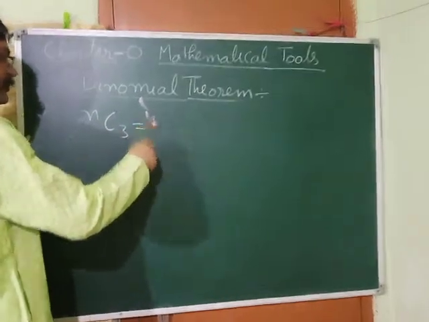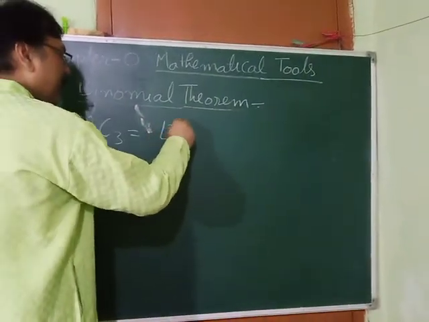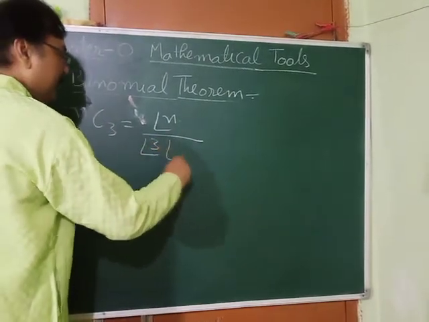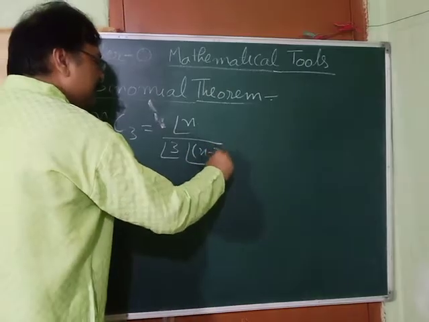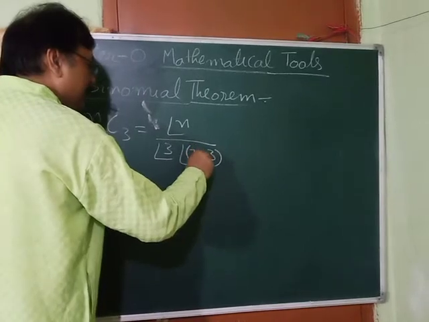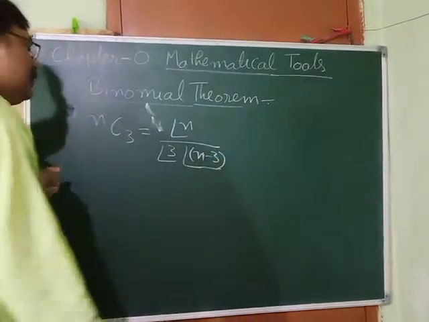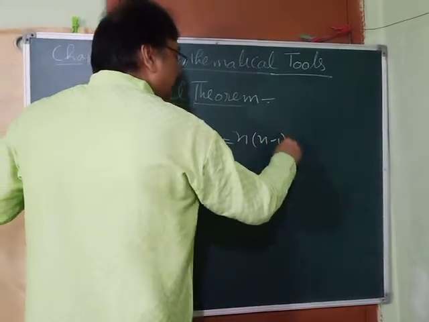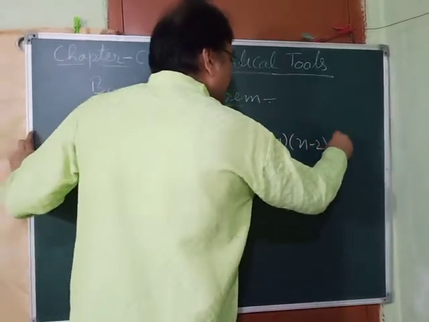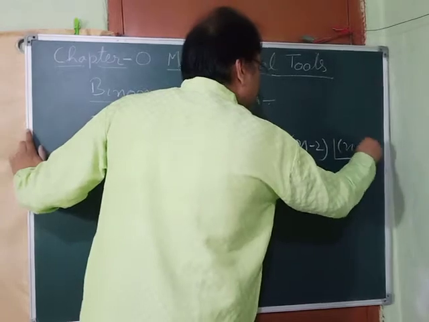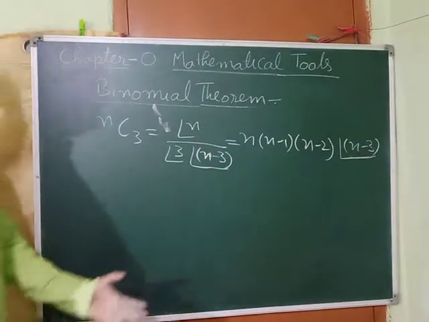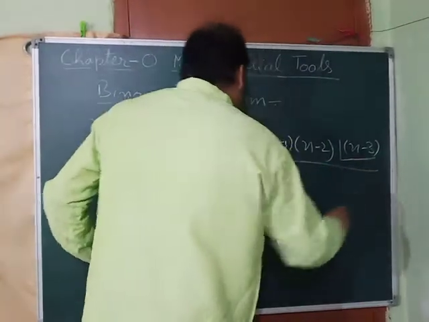So, nC3. You remember the formula? Factorial n over factorial 3 times factorial n minus 3. Now see, can we write factorial n as n, n minus 1, n minus 2, factorial n minus 3? We can write it like this. Obviously, we have discussed this in the last video, no?